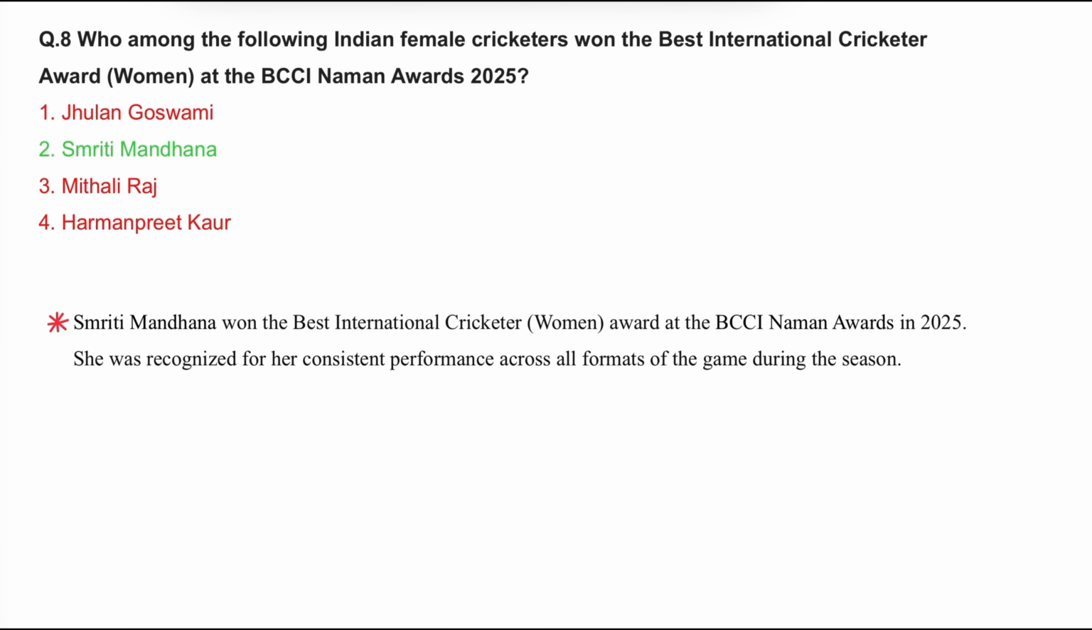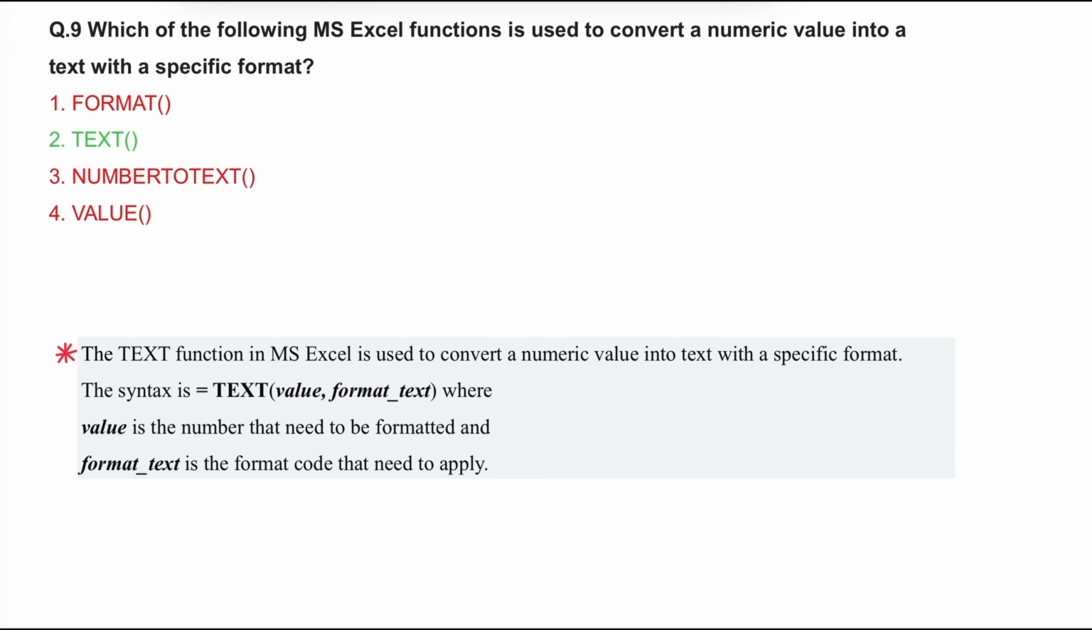Question number 8. Who among the following Indian female cricketers won the Best International Cricketer Award Women at BCCI Naman Awards 2025? The correct answer is Smriti Mandhana. Smriti Mandhana won the Best International Cricketer Women Award at the BCCI Naman Awards in 2025. She was recognized for her consistent performance across all formats of the game during the season. Correct answer option 2.